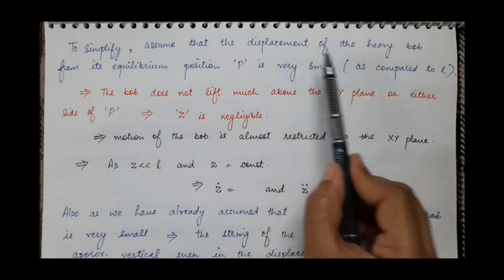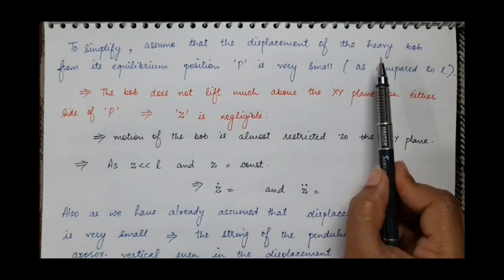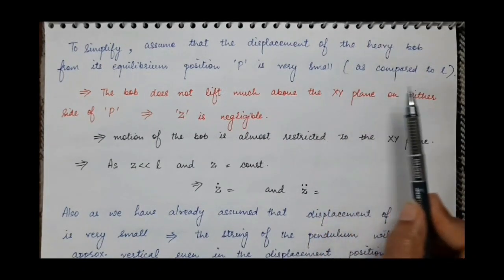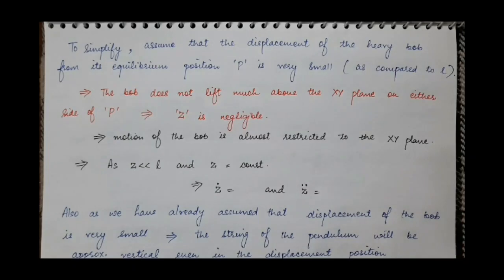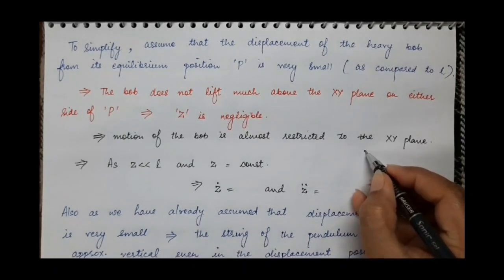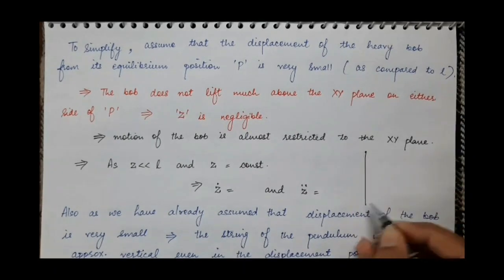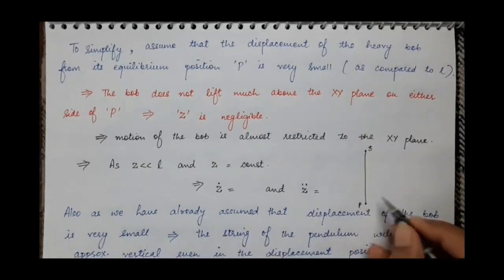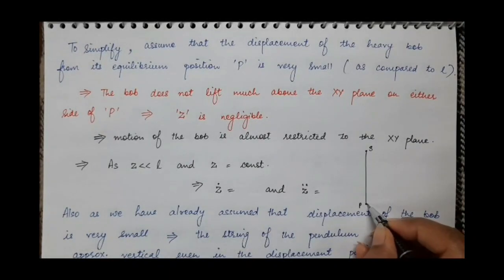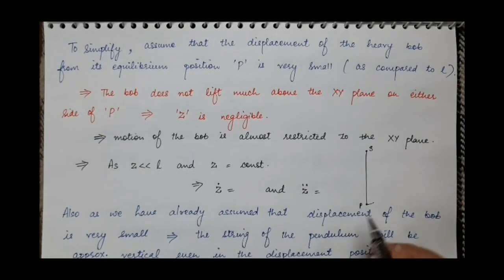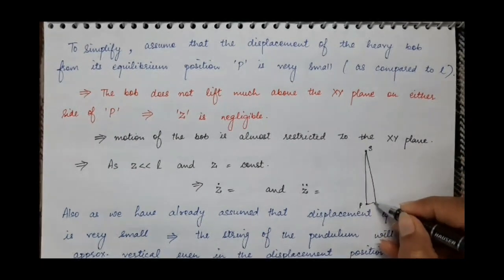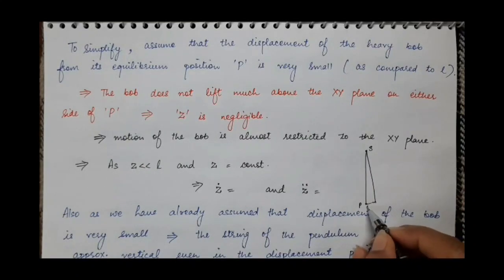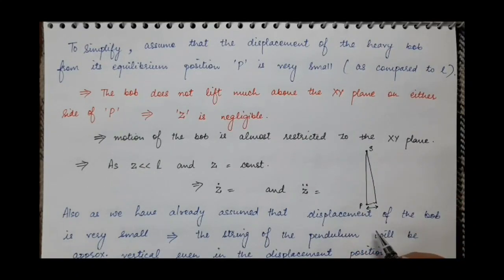So the displacement of the heavy bob from its equilibrium position P is very small as compared to the length of the pendulum. So what does this mean? If the length of the pendulum is very large, this is point S, this is point P on Earth, this is L, but the displacement through which the bob of the pendulum is displaced from its mean position is quite small. This displacement is small as compared to the length of the pendulum.